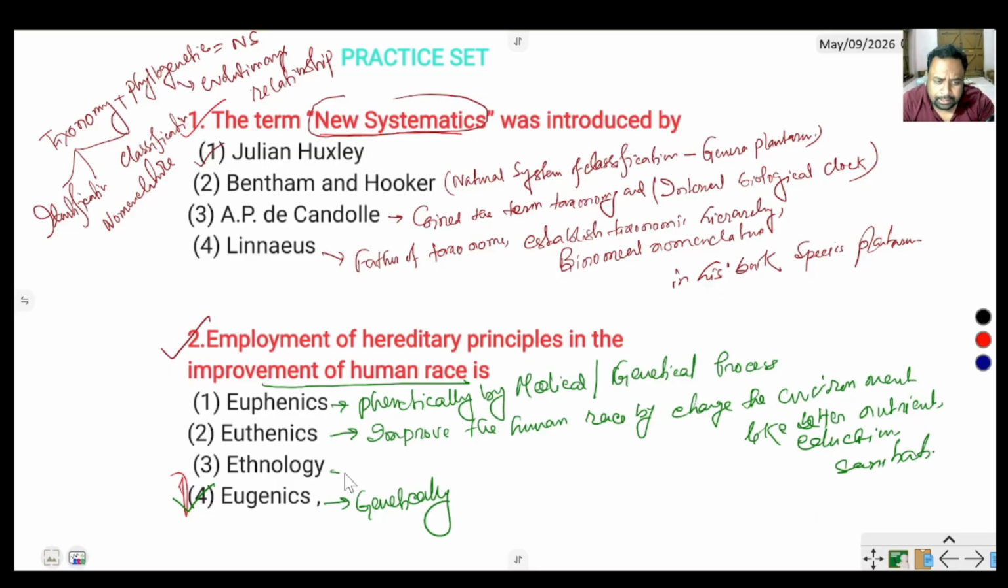And ethnology is a branch of anthropology that compares and analyzes the characters of different people.